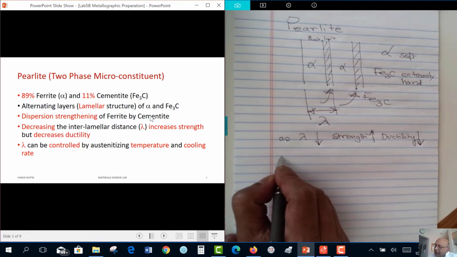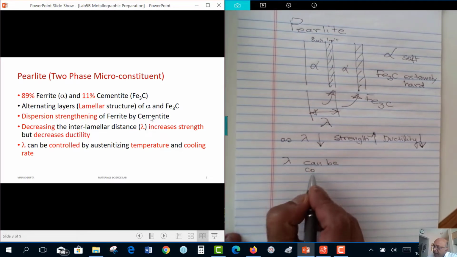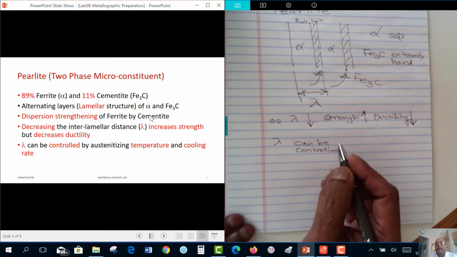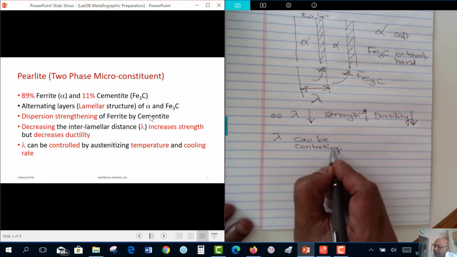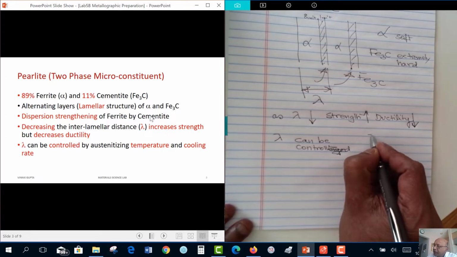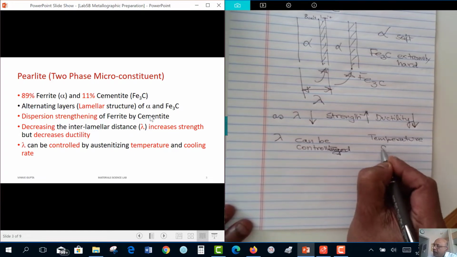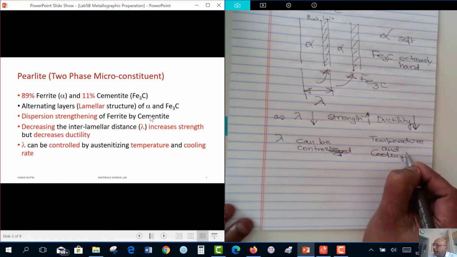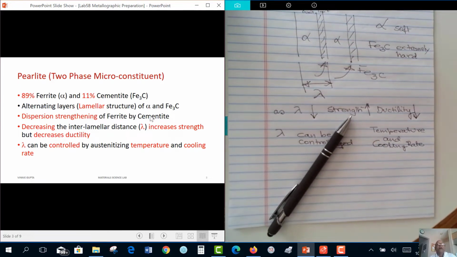Now this lambda can be controlled. Now we did slow cooling, but we didn't need to do slow cooling only. So you are going to learn in your lecture something about continuous cooling curves. So you will find out lambda can be controlled by the temperature from where we cool it from and the cooling rate, how slow or fast we cool it. What we are seeing is the slowest cool, furnace cool.